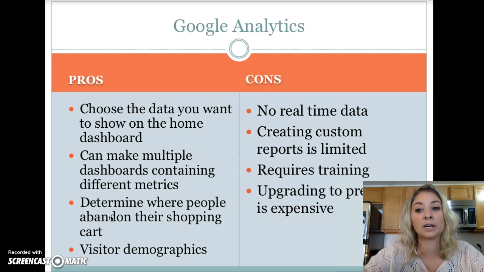Google does a very good job with demographics. There's so many different metrics that they measure, where people are coming from, male, female, etc. So the cons is that there's no real-time data. Google, it takes days to post the metrics and the information you're looking for.